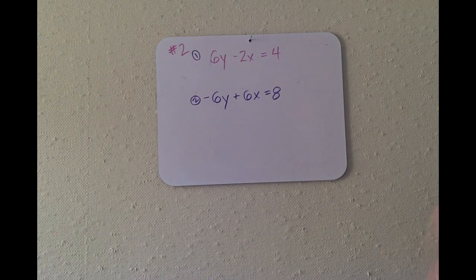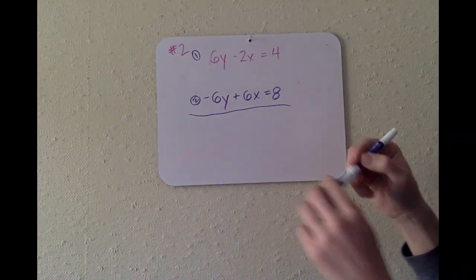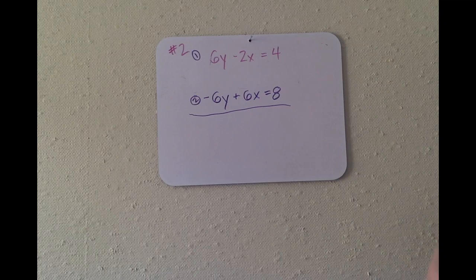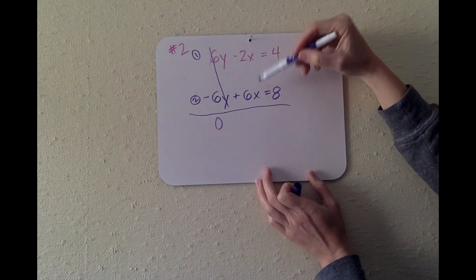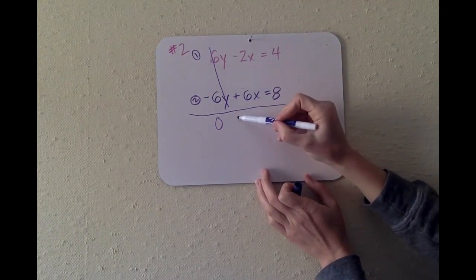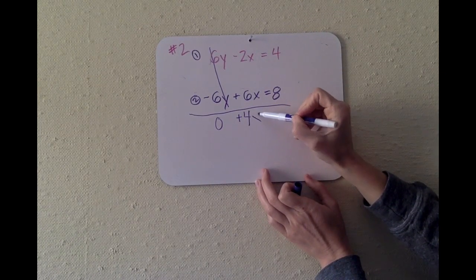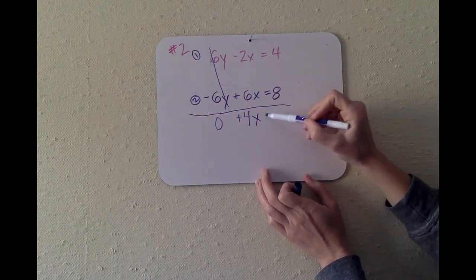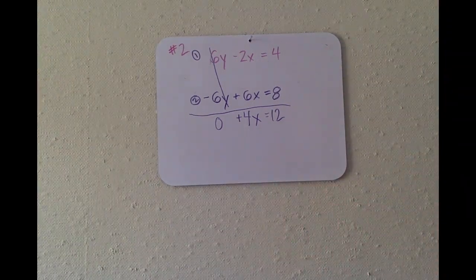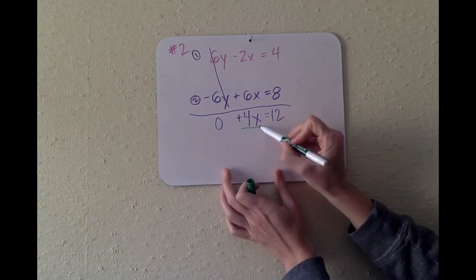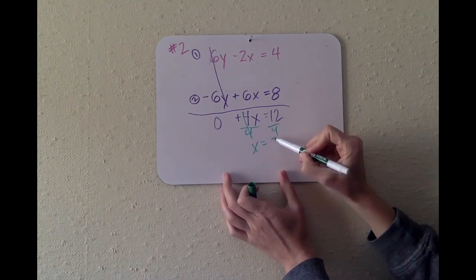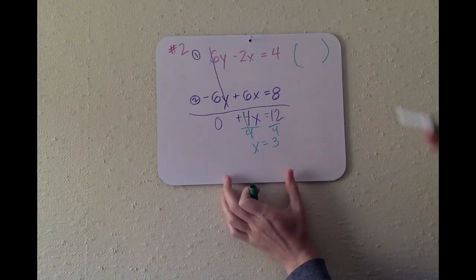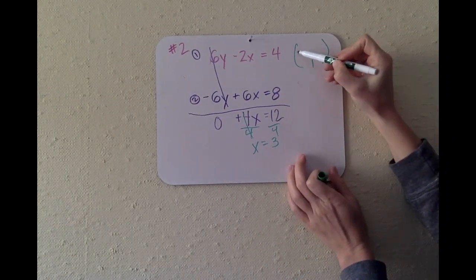And now I can add these two equations together, and I'll be able to eliminate a variable. So 6y minus 6y is 0. 6x minus 2x is 4x. 8 plus 4 is 12. And now I continue to solve for x. Divide by 4, divide by 4. X is 3. So my x is 3.